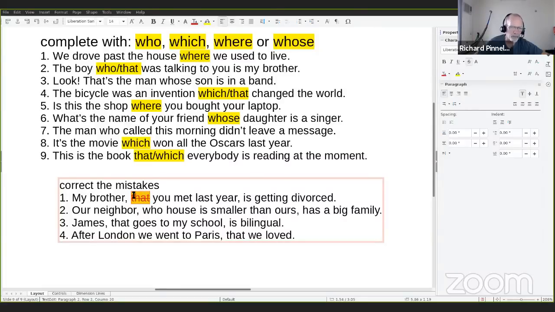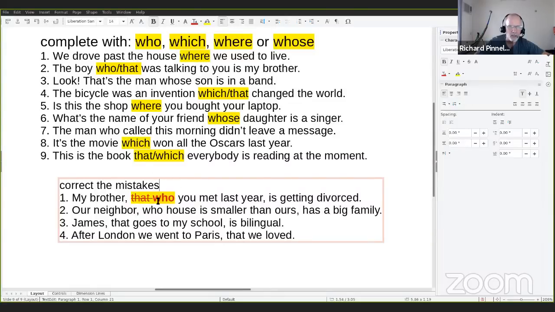Who? No. Oh, yeah, sorry. Sorry, yeah, I thought it was a thing. Yeah, sorry. It says who, and that is the correct answer. Who? The reason is that this one here is non-defining.